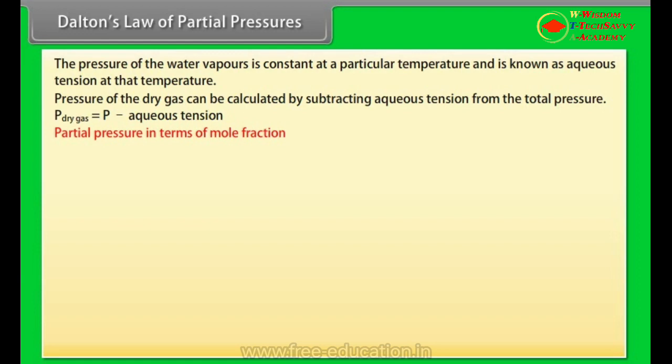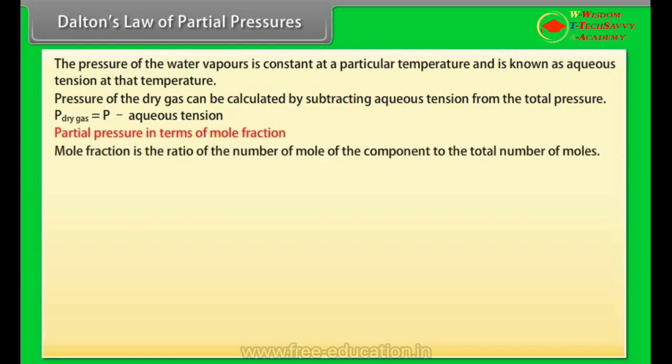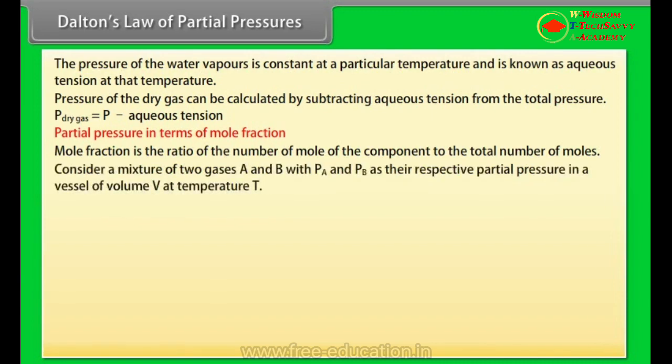Partial pressure in terms of mole fraction. Mole fraction is the ratio of the number of moles of the component to the total number of moles. Consider a mixture of two gases A and B with PA and PB as their respective partial pressures in a vessel of volume V at temperature T. Then, PA is equal to nA RT by V, and PB is equal to nB RT by V.